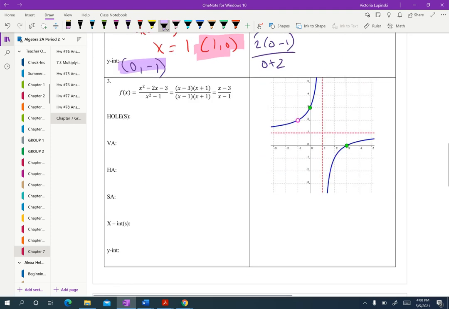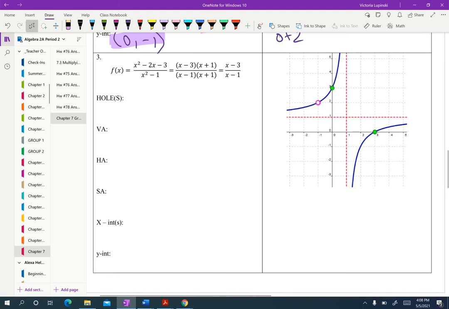So a few more here just to show you the relationships, and again, getting slightly more difficult as we go through. So here in number 3, again, step 1, you are going to factor. So factor the top, then factor the bottom. Remember, that's the difference of squares. Notice you have a double x plus 1, so those are going to cancel. And then here is your simplified version. Everything that you do from this point forward should be done to the simplified version.